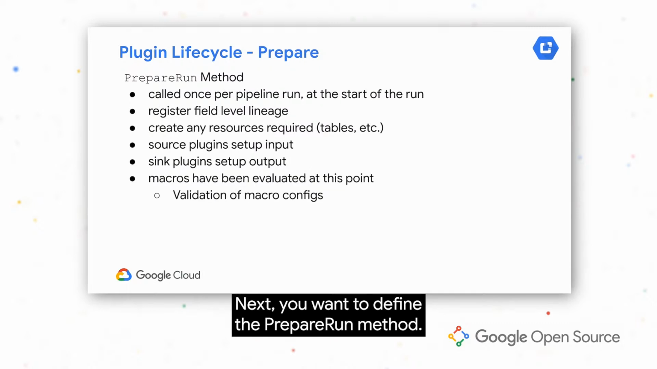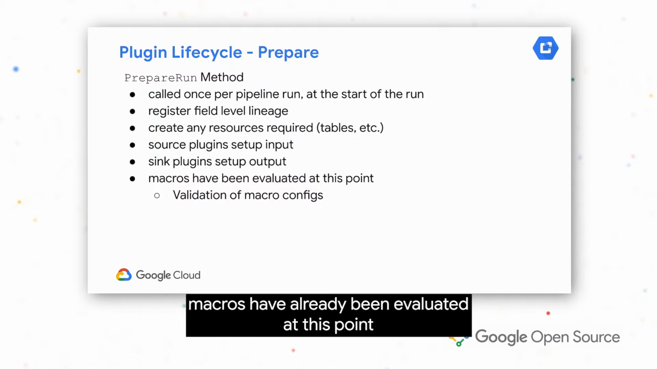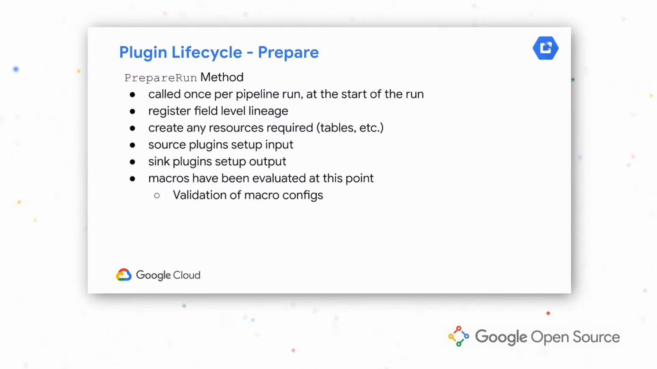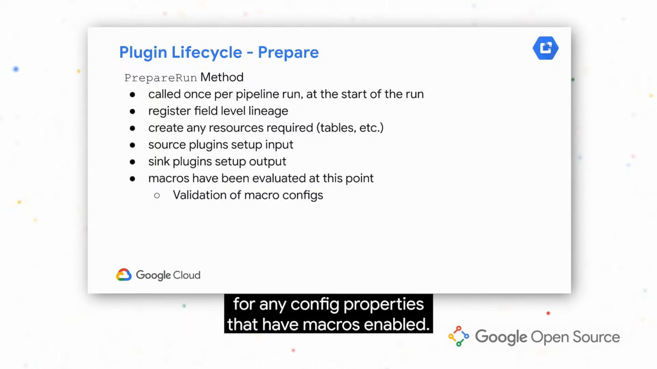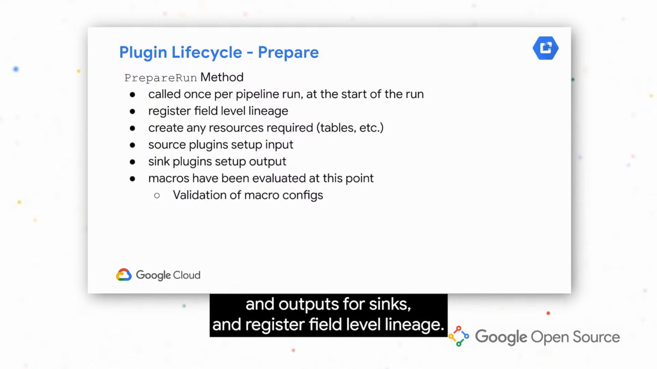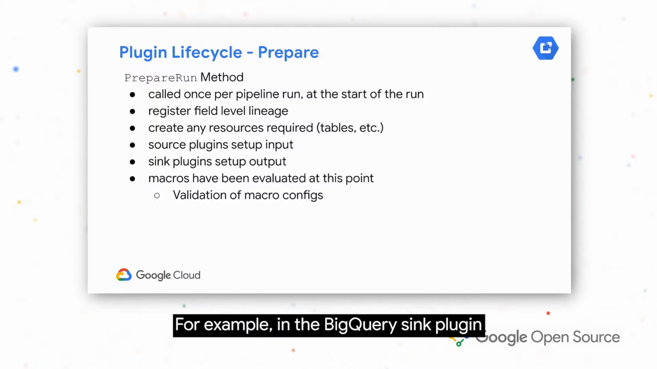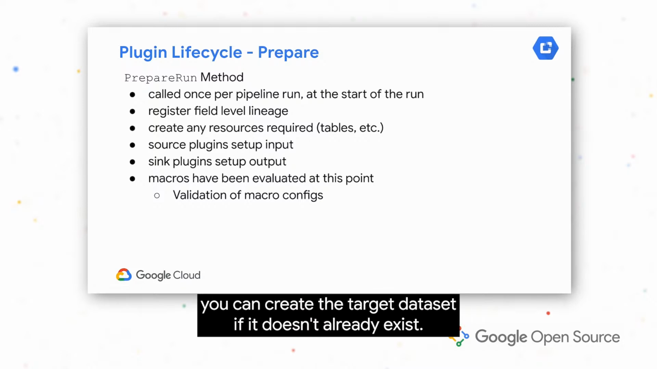Next, you want to define the prepare run method. This method is called once per pipeline run at the start of the run. When this method is called, macros have already been evaluated, so you can add validation for any config properties that have macros enabled. In here, you can also set up inputs for your sources and outputs for sinks and register field level lineage. You can also create any resources that may be required. For example, in the BigQuery sink plugin, you can create the target dataset if it doesn't already exist.